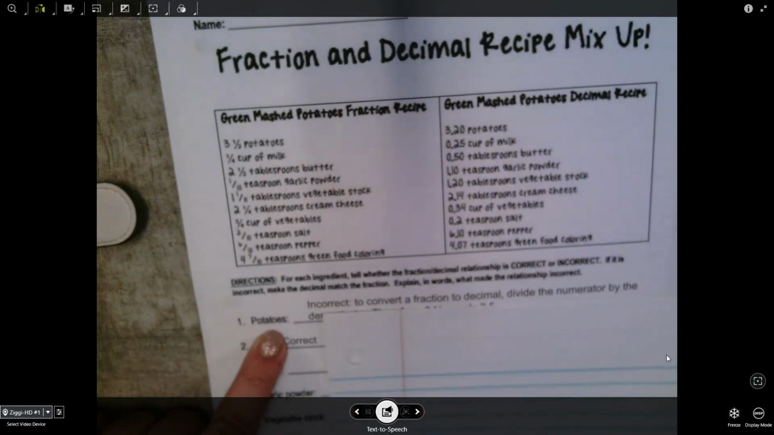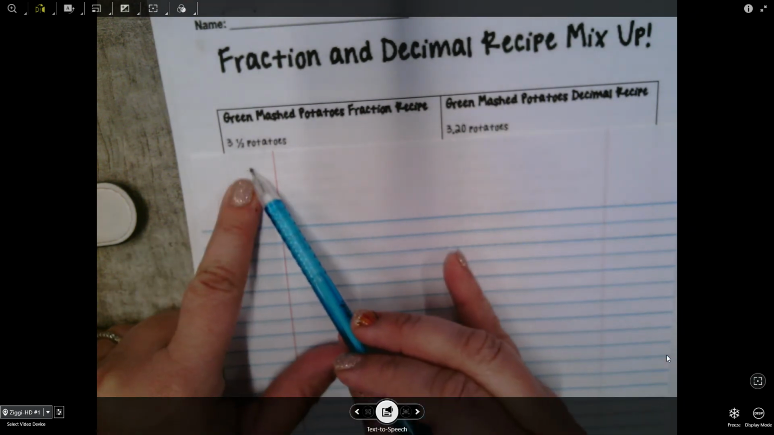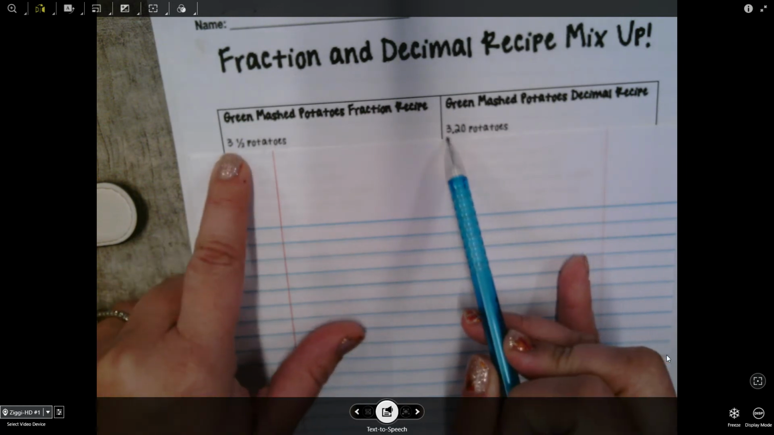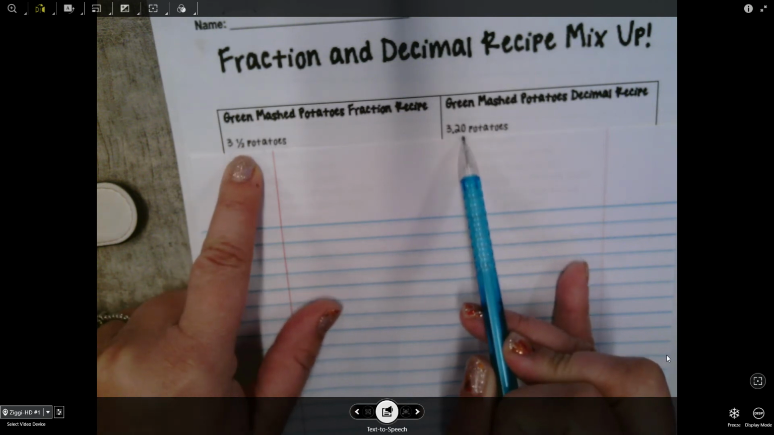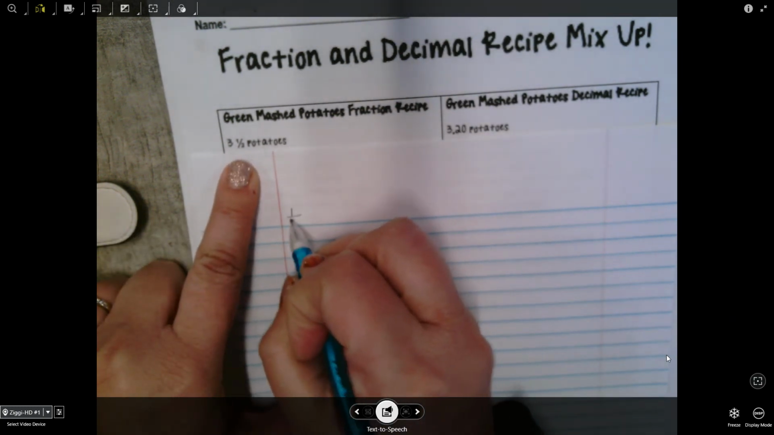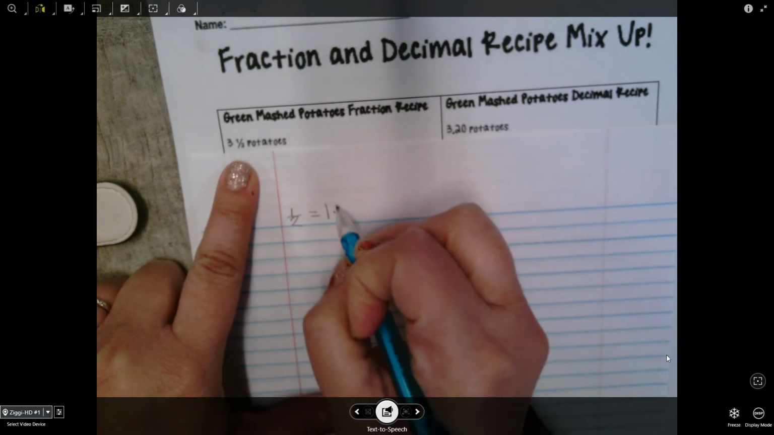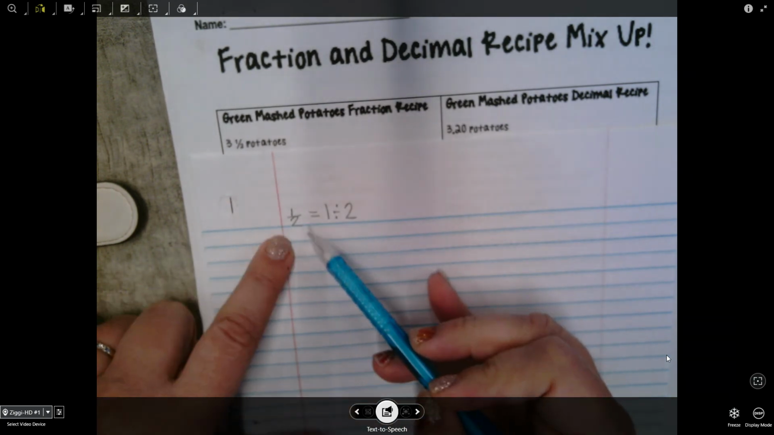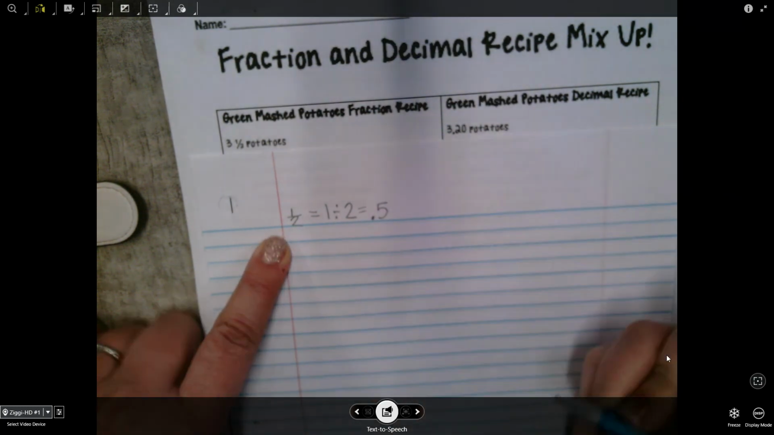So the first one is potatoes. So we're going to look at our potatoes. We need to decide if 3.5 potatoes is the same as 3.20. Well, they both have a 3 as the whole number, so we know that part's right. So we have to compare the fraction and the decimal. The easiest way to do that is take your fraction, 1/2, and turn it into a decimal, 1 divided by 2, just as we did in the notes. Numerator divided by denominator equals, when you type that in your calculator, you're going to get 0.5.